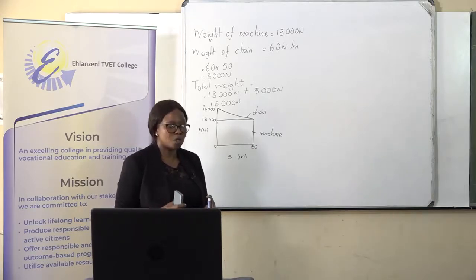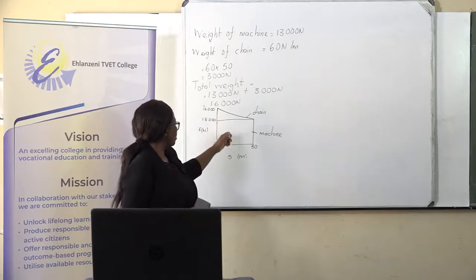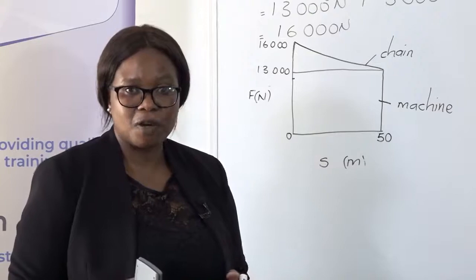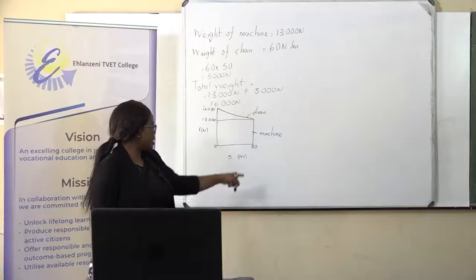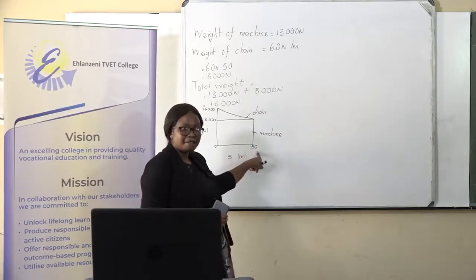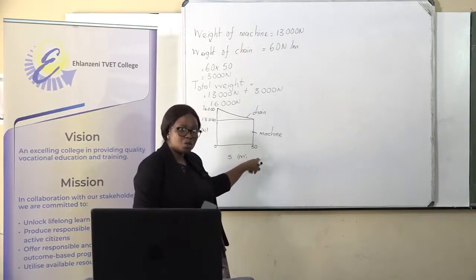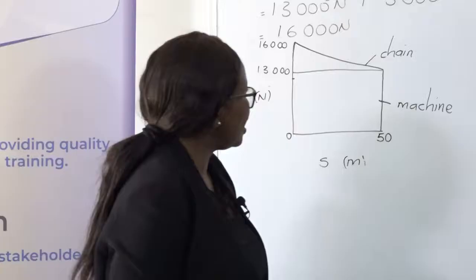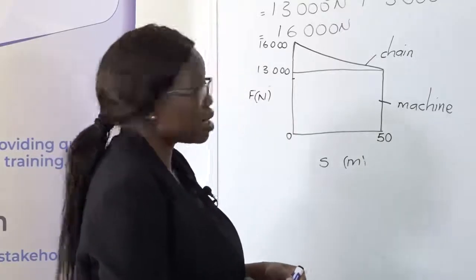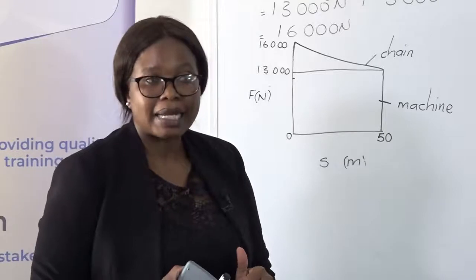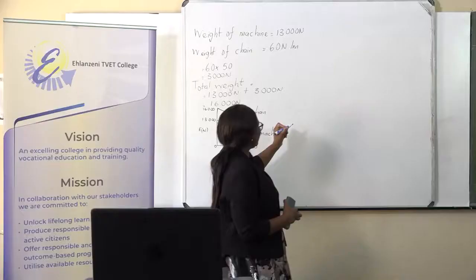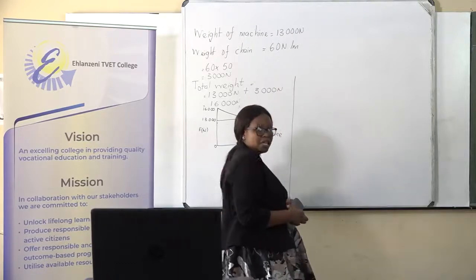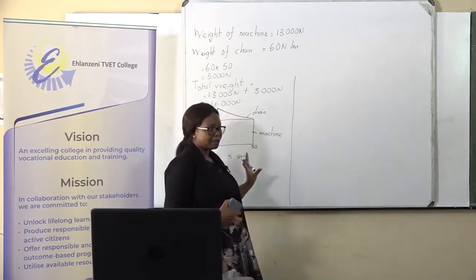When we are talking of total, we are saying the weight of the machine plus the weight of the chain, that is our force, times the distance that we are covering, which is 50 meters. So how do we go about this one? We are going to use a formula for calculating the total work done. I'm going to divide my work here so that we'll be able to refer to the diagram.